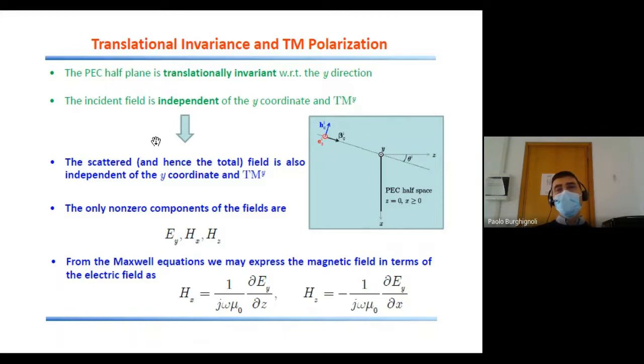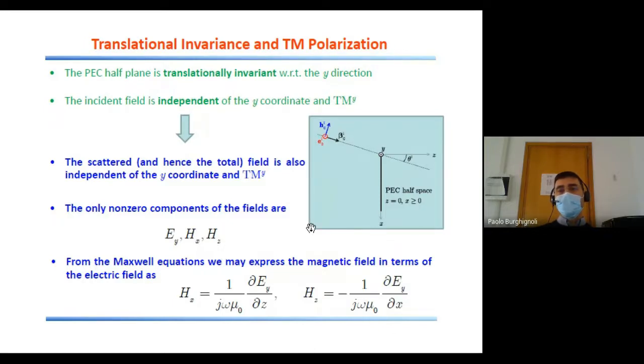So for these reasons, we may conclude, based only on these symmetry considerations, that the scattered field, and therefore also the total field, will be independent of the y coordinate and transverse magnetic as the incident field. So the only non-zero components of the entire fields are Ey, Hx, and Hz if we adopt a Cartesian reference frame.